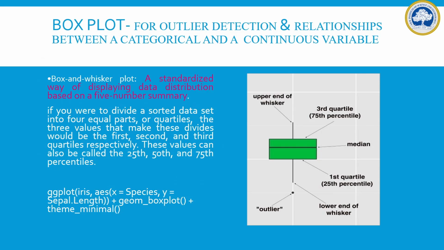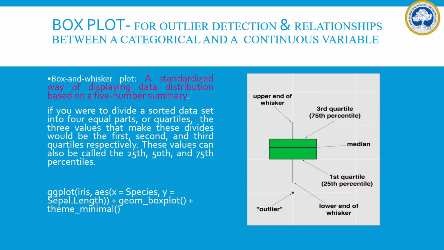Hi, we'll explore how box plot is used for outlier reduction, which is one of the data cleaning operations, and to describe the relationship between a categorical and continuous variable. So the box plot can be used for outlier reduction in the data cleaning process and also to describe the relationship of the continuous and categorical variables.